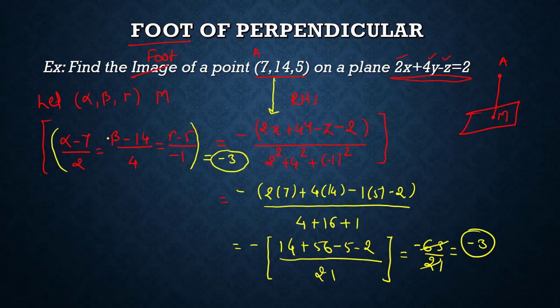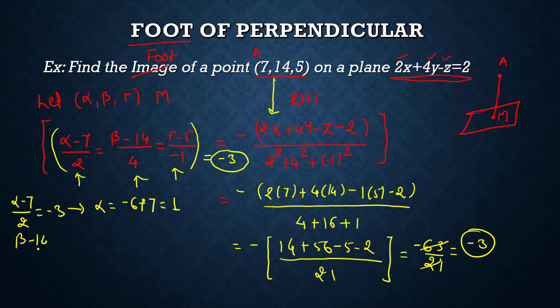This part is equal to minus 3. So see, this is equal to minus 3, this is equal to minus 3, and this is equal to minus 3. So can we find out the values of alpha, beta, gamma? Yes, definitely. So alpha minus 7 by 2 equals minus 3 implies alpha becomes what? It is minus 6 plus 7, which is equal to 1.